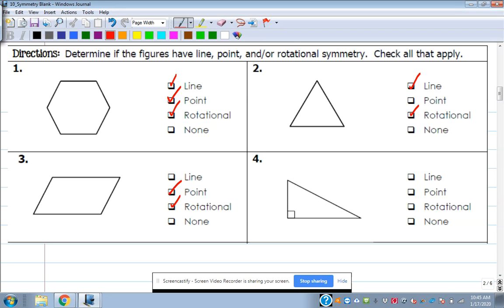If anything is point, does that mean it can also be rotational? Good question. What do you think? Yes. Okay. Let's see if we discover that here. Number four.